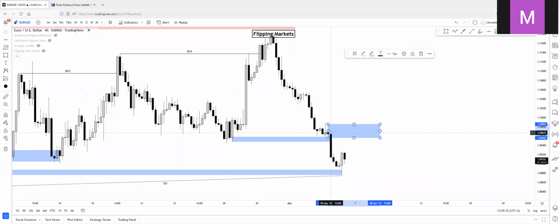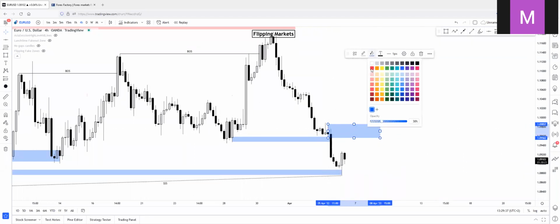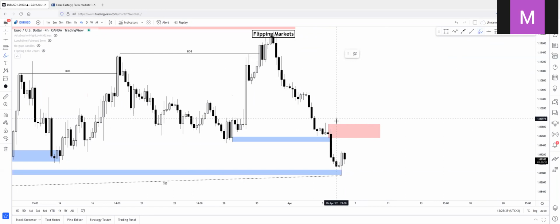This is the right supply zone and not the weak one, because the inefficient movement has started from this candle, but you could also mark the weak one out. But I believe this will be the strongest and best supply zone in this region, because as you can see, between the low point of this candle and the high point of this candle, there's inefficiency.